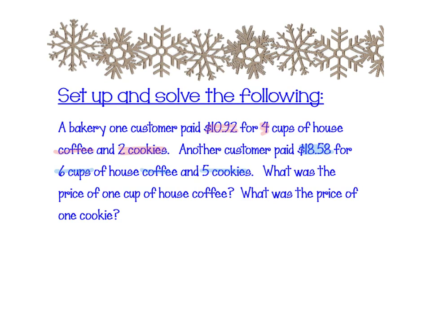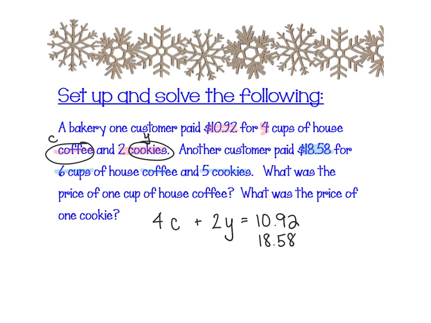Hopefully for your first equation, you did something like 4 for the coffee, 2 for the cookies. I'm just going to use y for cookies. And that was $10.92. I'm just going to write myself a note up here that coffee was C, cookies was y. The second sentence says another customer paid $18.58, so that's my total, and they bought 6 cups of coffee and 5 cookies. So these should have been your two equations.